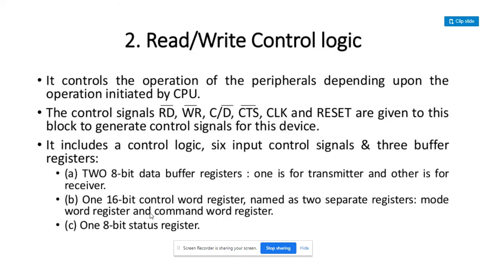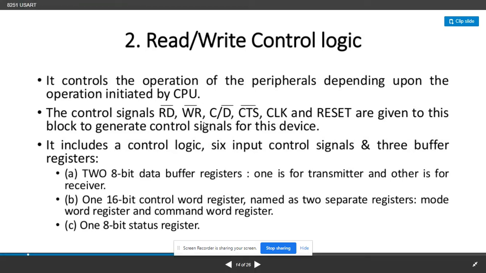Second part is read write control logic. It controls the operation of peripheral depending upon the operation initiated by the CPU. The control signals read, write, clock, reset are given to the block to generate the control signals for the device.